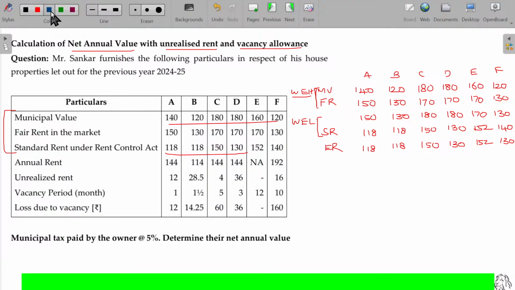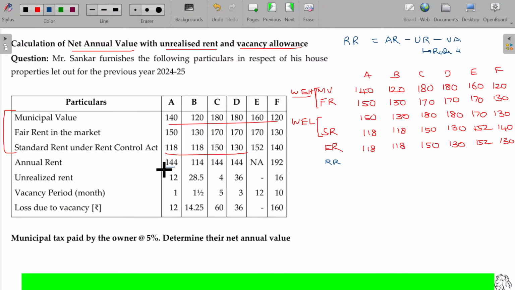Now you have to find out rent received. RR, rent received, is equal to annual rent. If the property is let out for the entire year without any disturbance, then what could be the rent? That is called annual rent. From that, you have to subtract the unrealized rent, which is deductible only if the conditions laid down in rule number 4 are satisfied. And vacancy period rent is also deducted, which is called vacancy allowance.